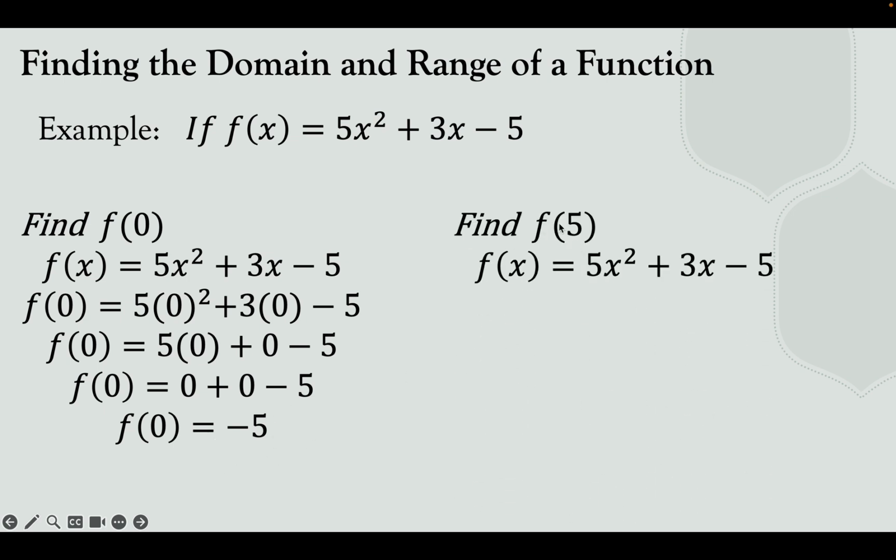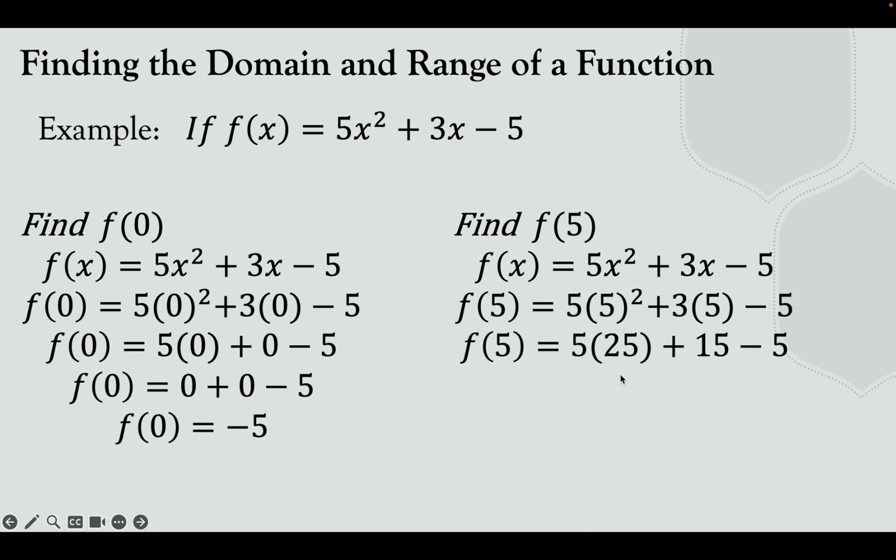Next, find f of 5 when your f of x is equal to 5x squared plus 3x minus 5. The value of your x here is 5, so substitute all the values of x with 5. So we have f of 5 is equal to 5 times 5 squared plus 3 times 5 minus 5. 5 squared is 25. So 5 times 25 is 125, plus 15 minus 5, we have f of 5 is equal to 135.